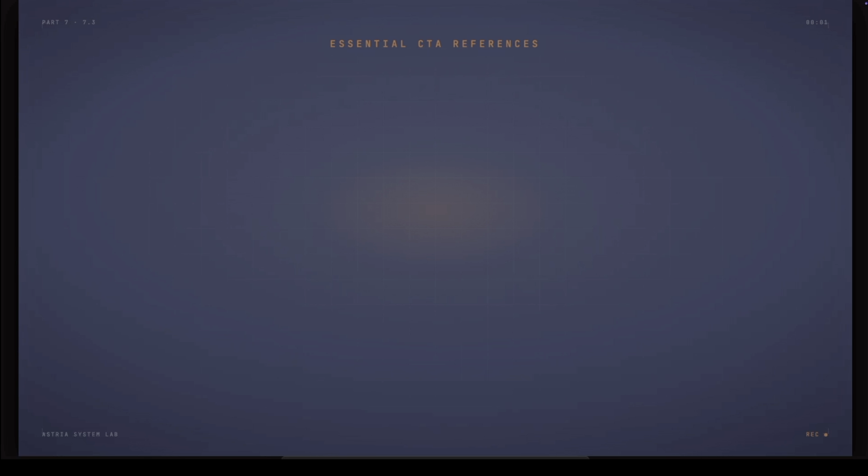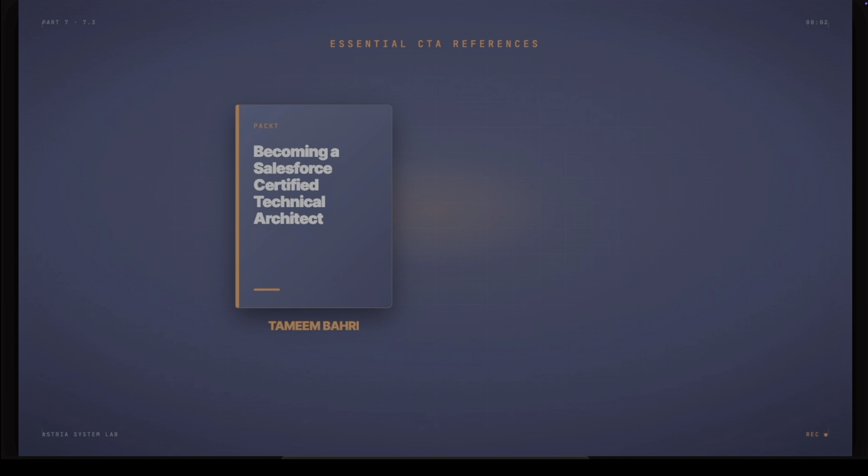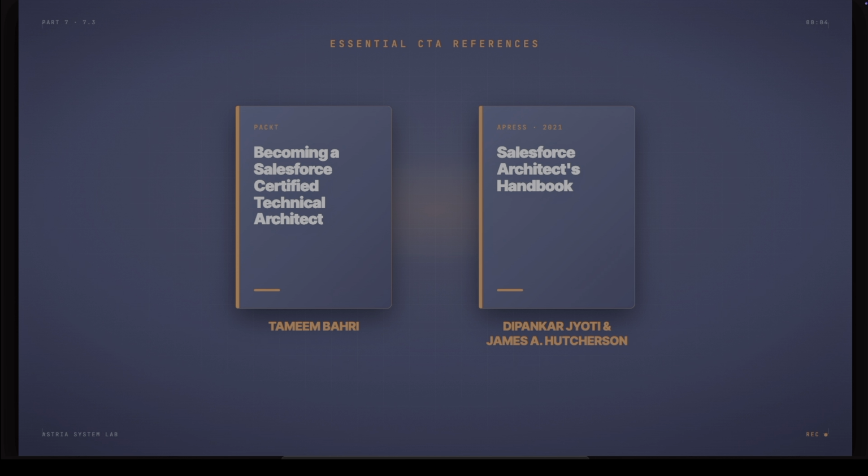Those specifics come from Tameem Bahri's book, Becoming a Salesforce Certified Technical Architect. The second of the 2 books I'd recommend to any serious CTA aspirant. The first was Dipankar Jyoti's Architect's Handbook, which we referenced earlier.